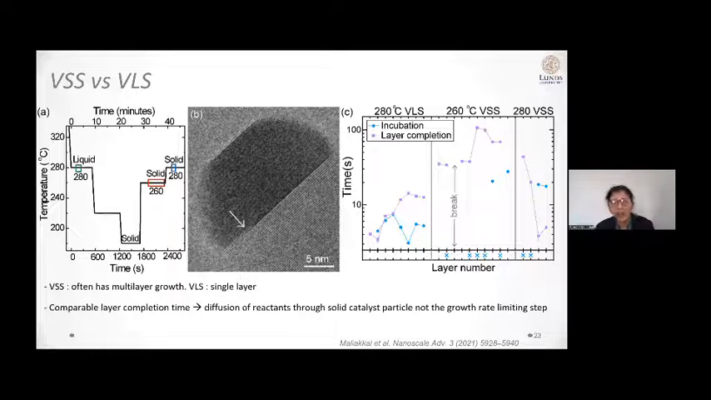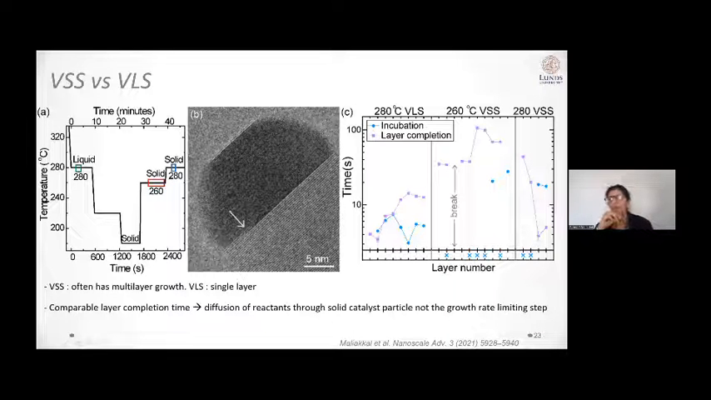Now, if you look at the numbers for layer completion time, you can ignore for now the 260 degree VSS and just look at the 280 degrees Celsius, the two cases, the VLS case and the VSS case. And you see that there are instances where multiple layers are growing at the same time. And if you look at the incubation time, it's very comparable to the layer completion time. Both are very comparable across the liquid and solid.